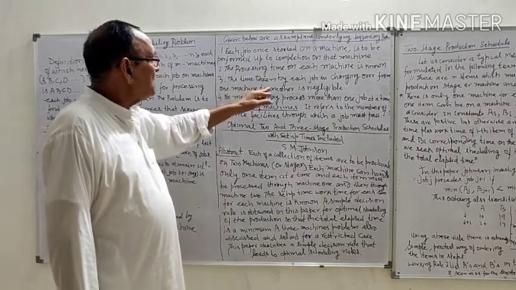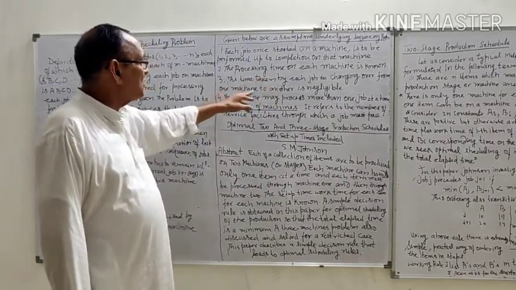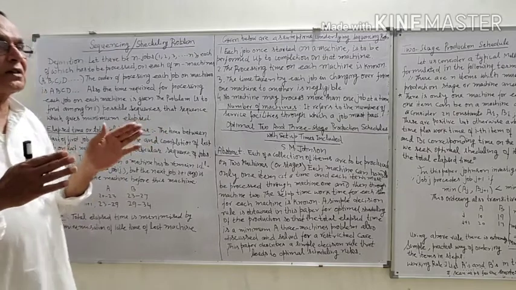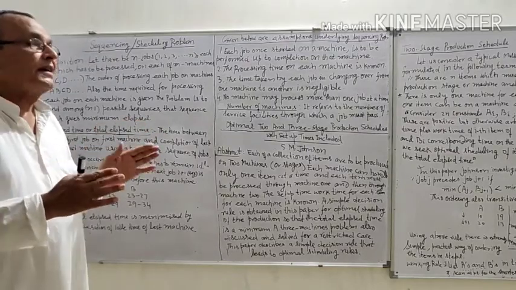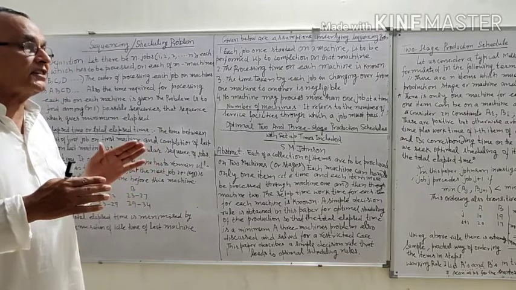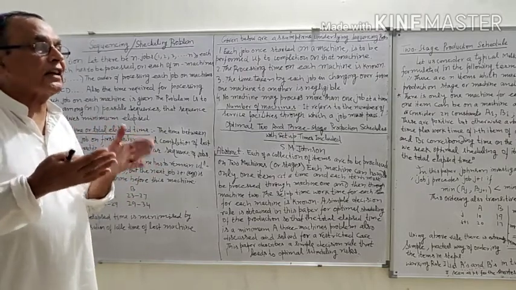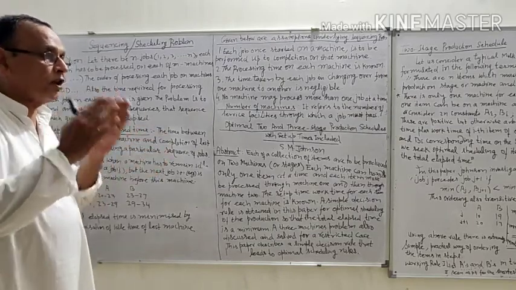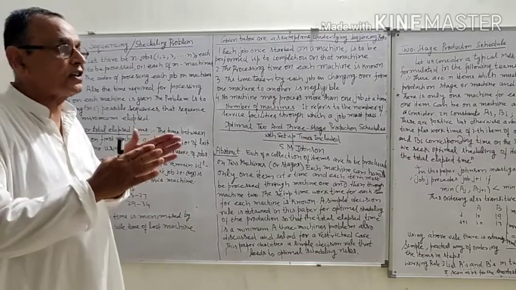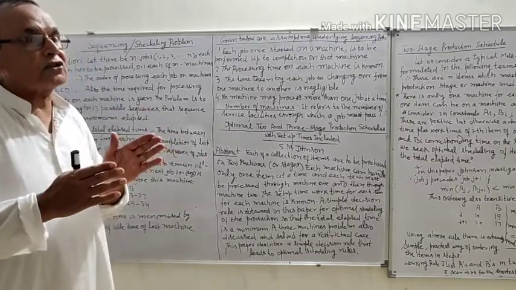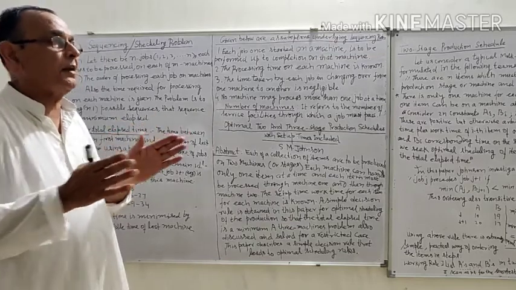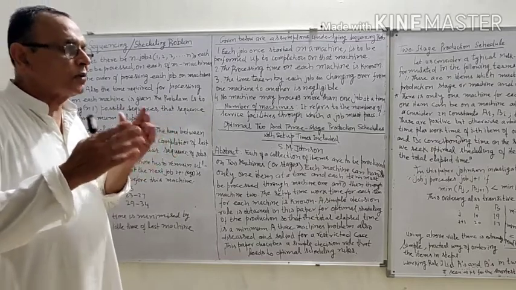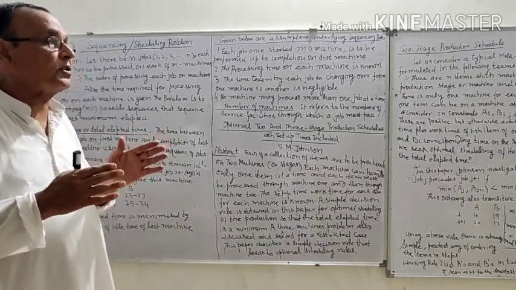Third, the time taken by each job in changing over from one machine to another machine. Suppose a job is finished at 12 hours on machine A, then it will be immediately started for processing on the next machine, that is B. There is no time gap between a job's completion on one machine and the start of processing on the second machine. This was the assumption taken by Johnson and most of the researchers in sequencing and scheduling theory.